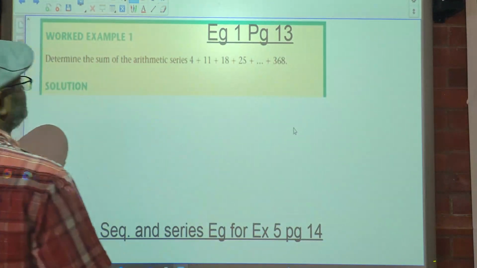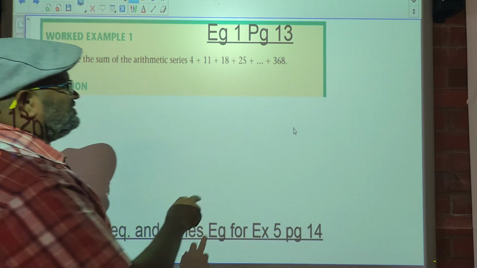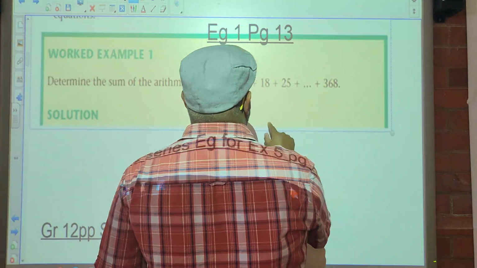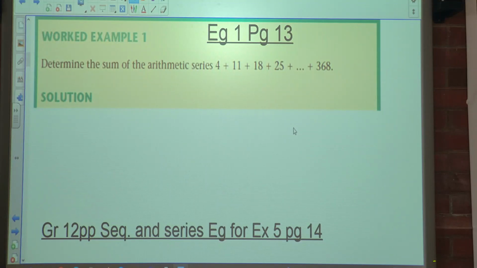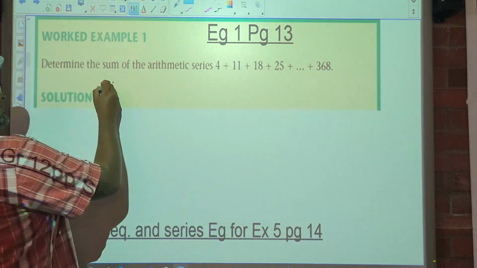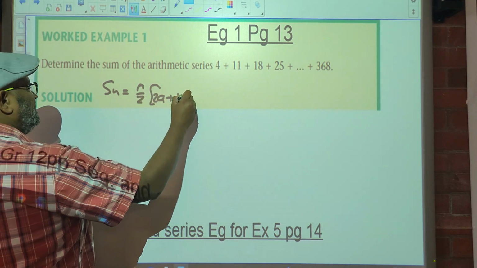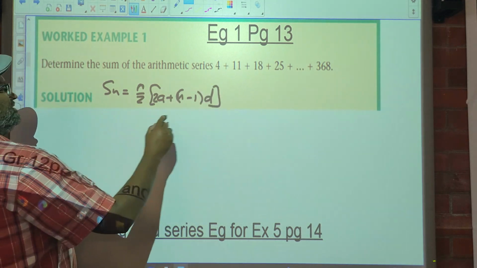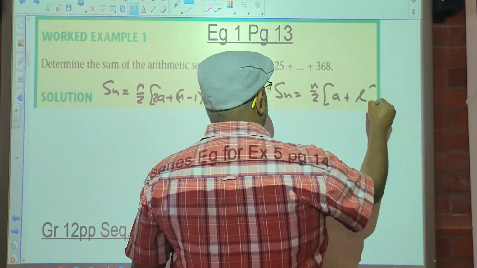So the question says determine the sum of the arithmetic series 4, 11, 18, 25, up to 368. So for an arithmetic series, which formula do I use? I have two formulas, no? In this case, I have the last term. Remember what's the formula again? Sn is equal to n over 2 into 2a plus n minus 1 d. That's the one formula. And the other formula, Sn is equal to n over 2 into a plus l.